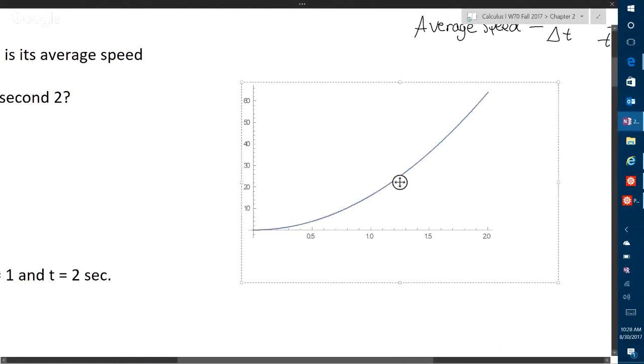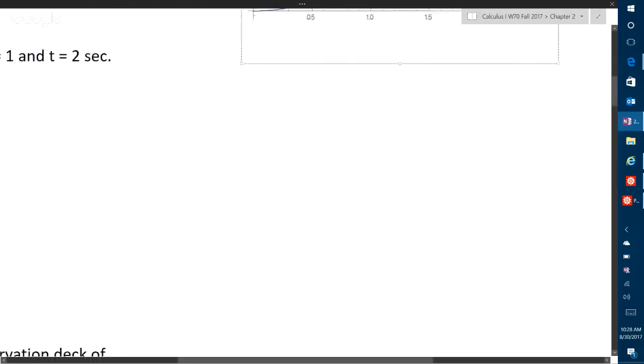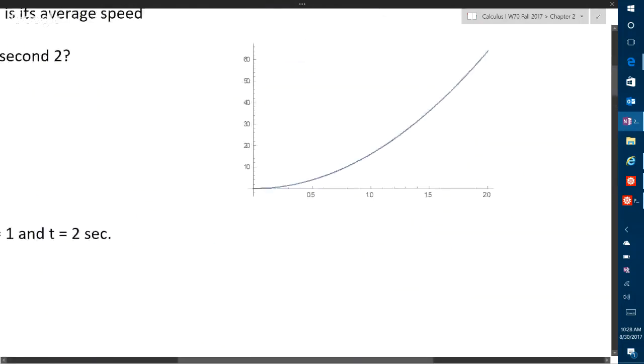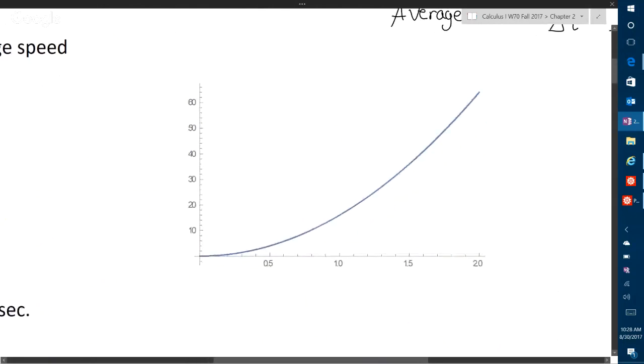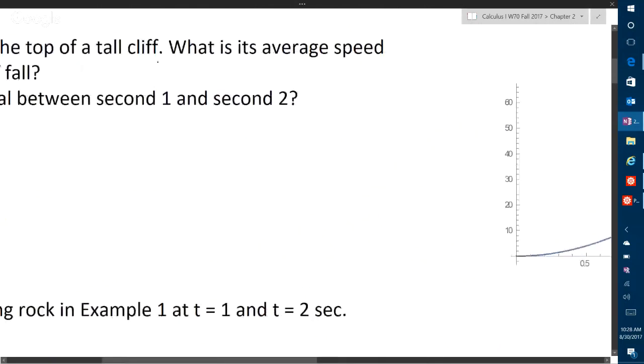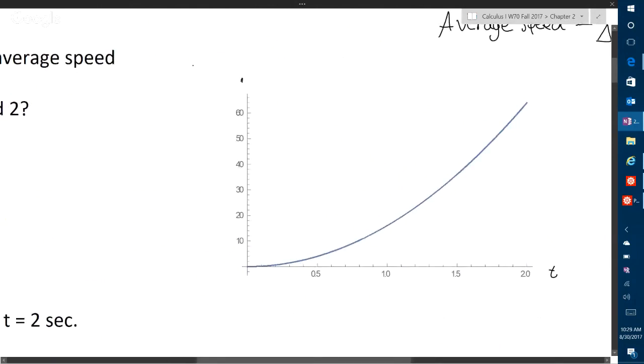So at 0, it's at 0. At 1, it's at 16. At 2, it's at 64, just like it should be. And let me copy this, because I'm going to need it for the next example. I need 2 copies of this. So this is time. This is feet. This is my y-axis, but it's in terms of feet.